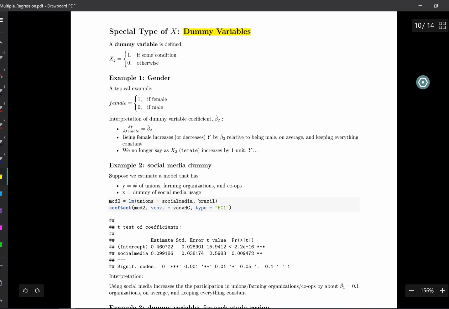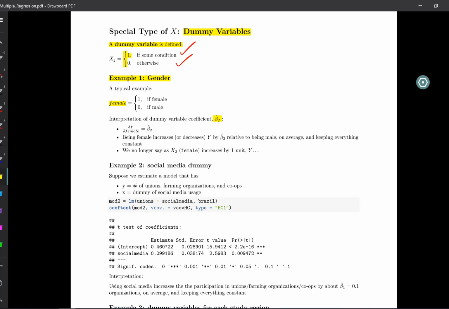How do we interpret dummy variables? As a reminder, a dummy variable is defined as equal 1 if some condition is satisfied, 0 otherwise. A typical dummy variable is for gender, and you can think about female equals 1 if female, 0 if male. And if we were to interpret the dummy variable for female, let's say it's beta 2 hat, we would think about the effect of being female on y relative to being male.